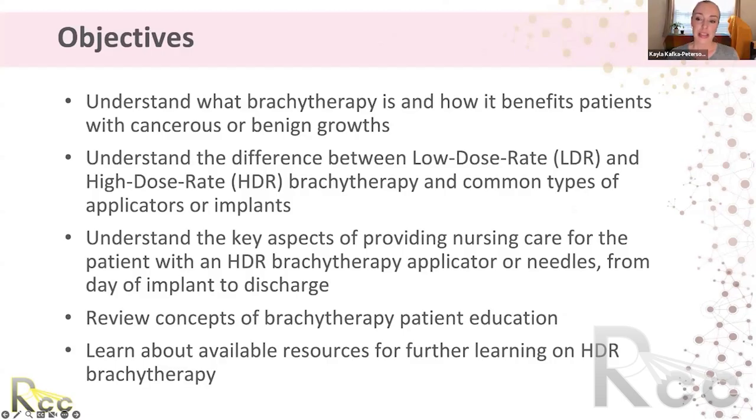I want to explain the difference between two commonly used types of brachytherapy, high dose rate or HDR and low dose rate or LDR. And then I also want to discuss how it's delivered to patients, whether it's through seeds, which is LDR, we'll get to that, or through applicators or implants or needles. I also want to explain the key aspects of providing nursing care for a patient with an HDR brachytherapy applicator or needles from the day of implant to discharge.